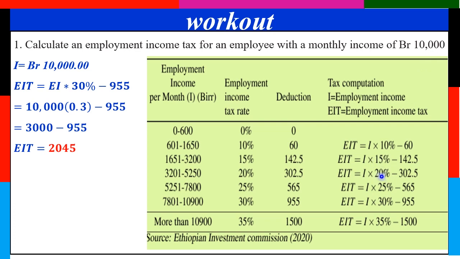By using this formula here, we already discussed this one last time. Depending on this formula, we can calculate what? The income, employment income tax. What is the given? The income of an individual is given 10,000 per month.